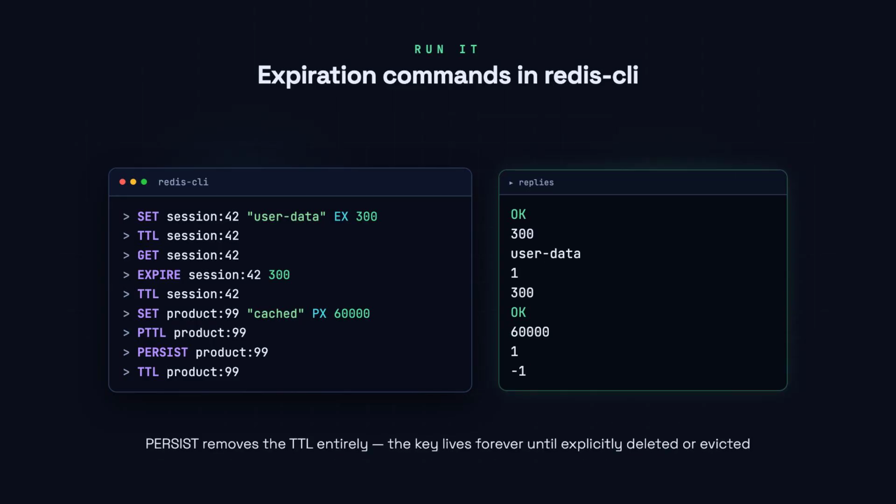TTL reads the remaining seconds back. Expire refreshes it on a hit. PX and PTTL give millisecond precision. Persist cancels the timer. Use it carefully, or you leak memory.